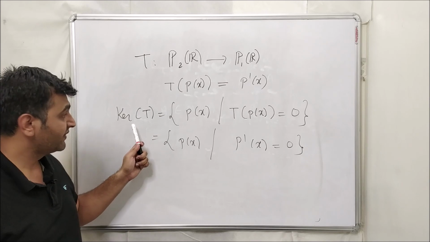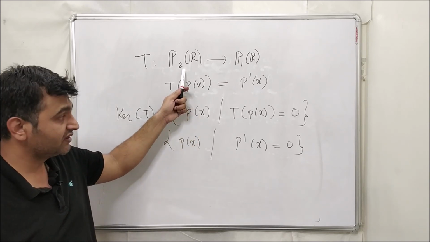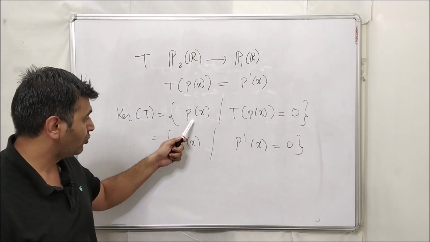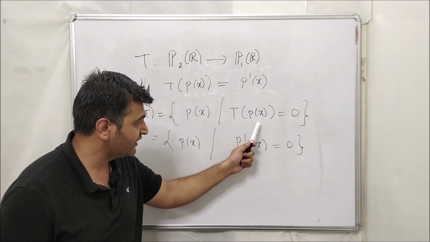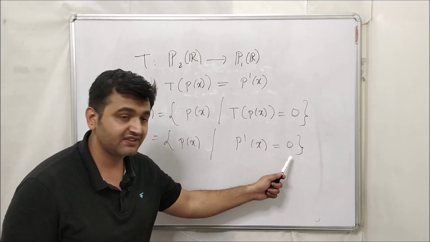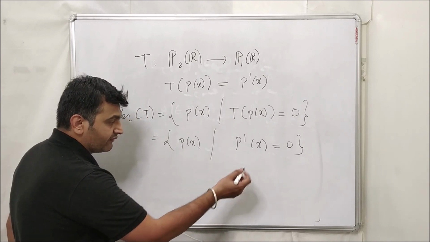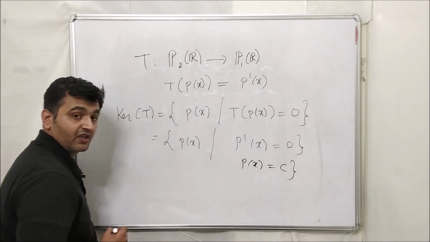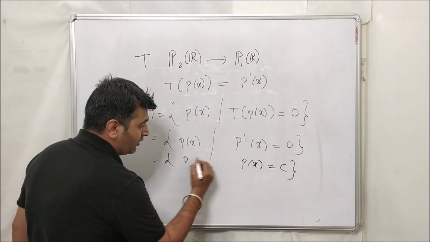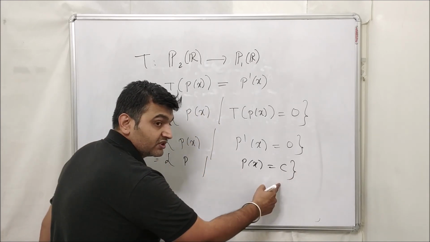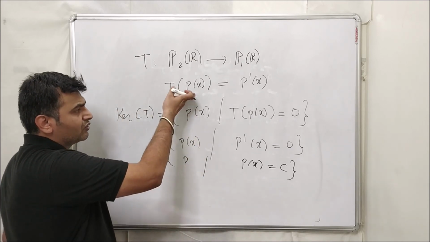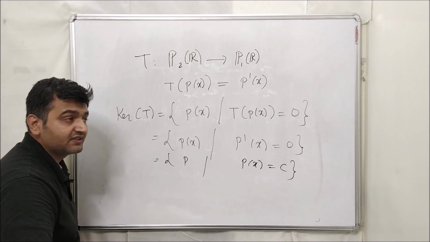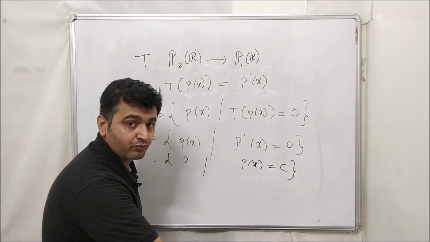Now what is the kernel? By definition, all those polynomials in the domain whose image is 0. 0 means the 0 polynomial. What is the definition of T? It is the derivative. So p prime of x equals 0. So what is your p? If you integrate both sides, your p of x is nothing but a constant. So therefore, the kernel is all those polynomials which are constant. And you can see, if you take a constant polynomial, its derivative is 0. So constant polynomials will always have the output as 0.